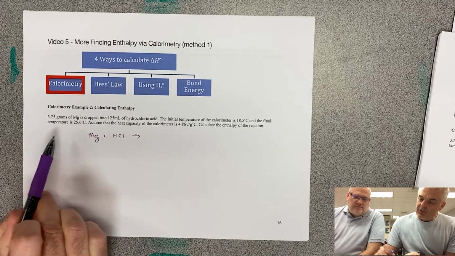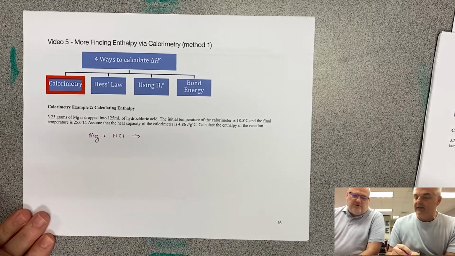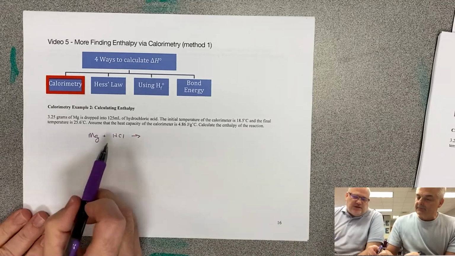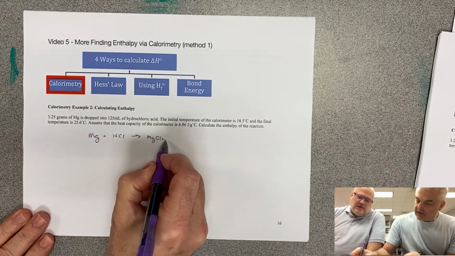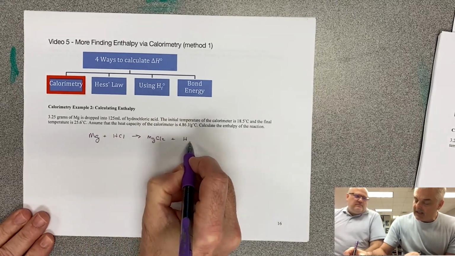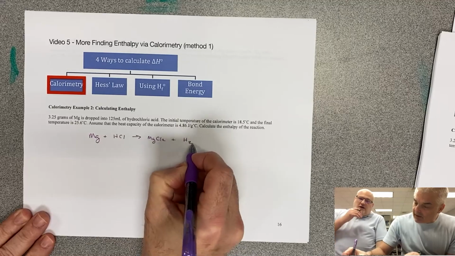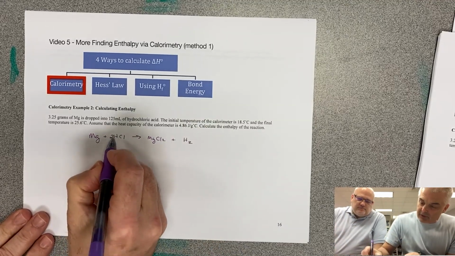Now there might be clues in here. The initial temperature, the final temperature. I guess they don't give you any clues. But this is a single replacement reaction we've done in the past, so this is going to give us MgCl2. MgCl2, because that's magnesium with the 2 charge, chloride with the minus, and then hydrogen is H2. Balance this bad boy. You've got to put a 2 right here.